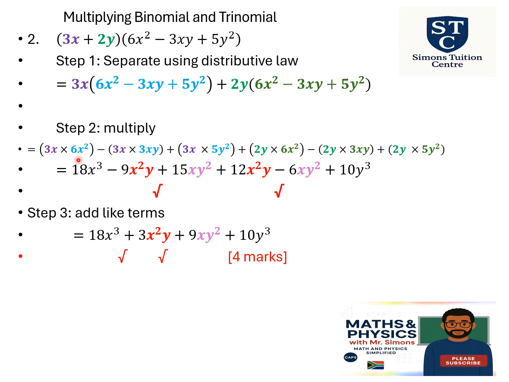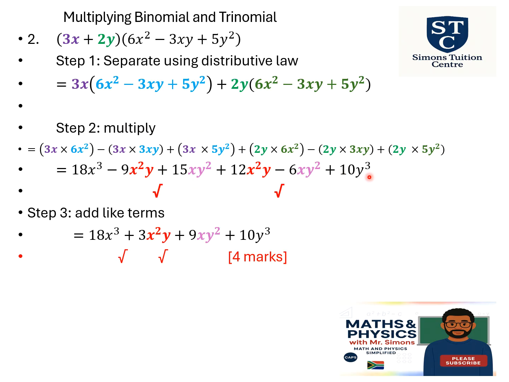Right, 3 times 6 would give me 18. x squared times x gives me x cubed. Negative stays there. 3 times 3 would give me 9. x times x, x squared y. 3 times 5 would give me 15. x times y squared gives me xy squared. 2 times 6 would give me 12. x squared times y, x squared y. Negative stays negative. 2 times 3 becomes 6. x, y times y, y squared. 2 times 5 would give me 10. y squared times y would then give me y cubed.